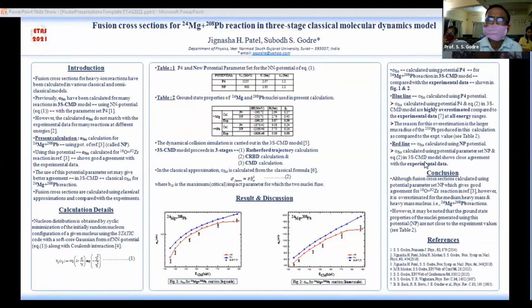However, it may be noted that the ground state properties of the nuclei generated using this potential are not close to the experimental value, which is seen in table 2.